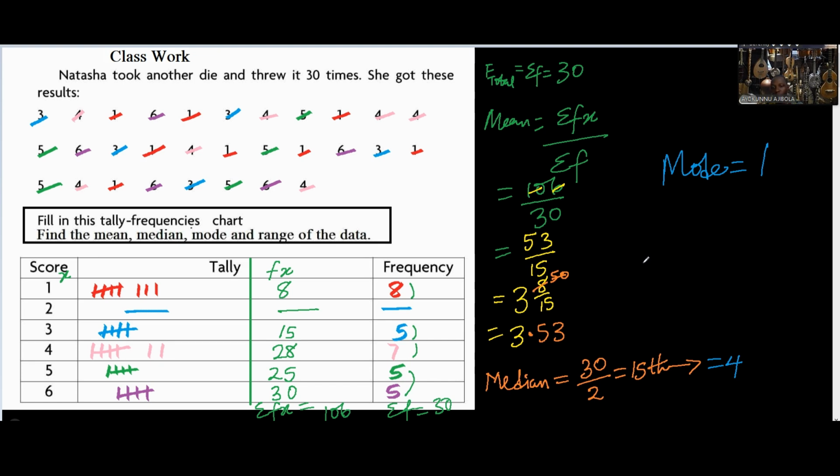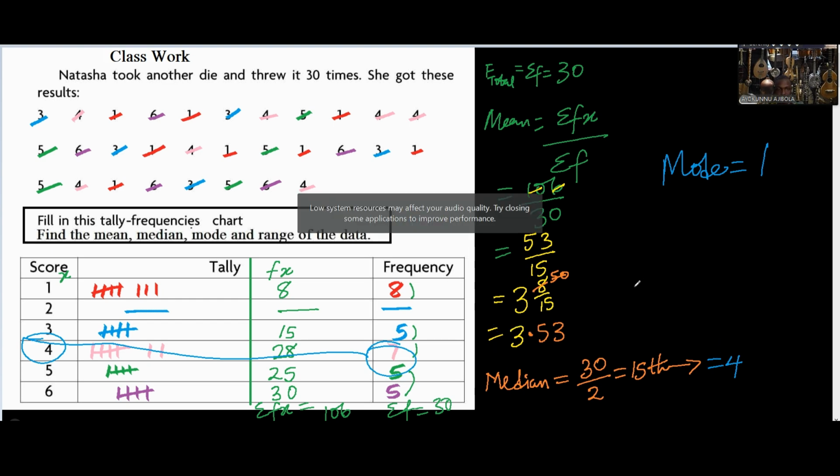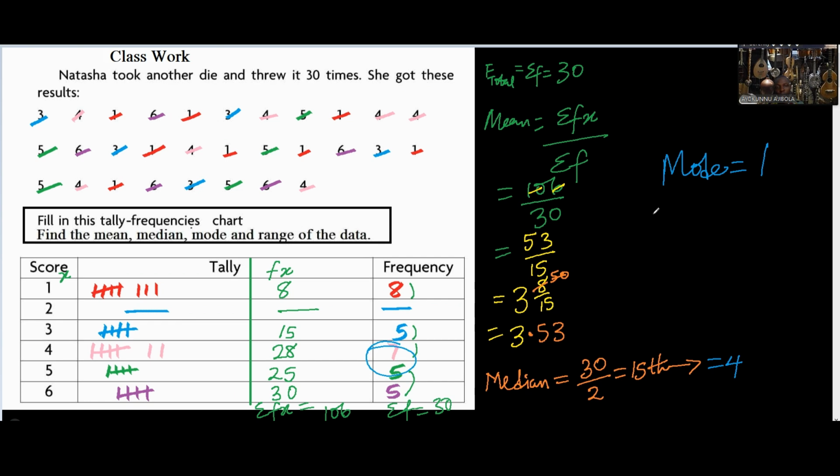If the entry of the 1 got reduced by 2, our mode would have been 4, which would have tallied with the mean and the median, which would have been closer to them. Then the range is the biggest number minus the smallest number. So what's the biggest of the numbers? 6. What is smallest? 1. So range equals 5.